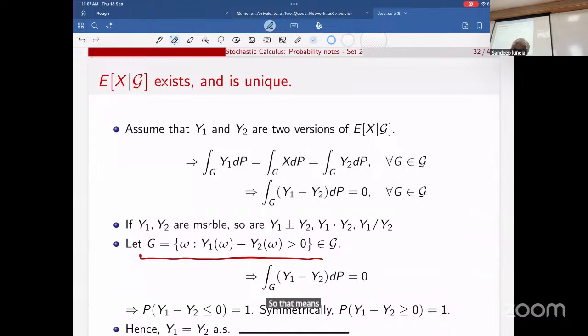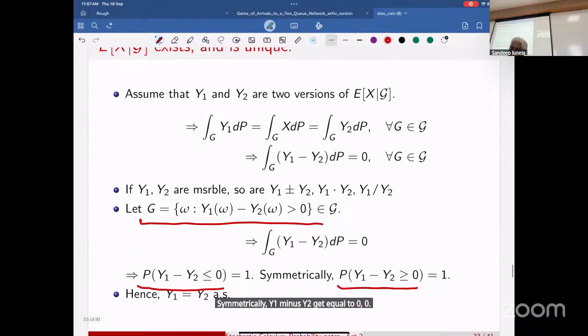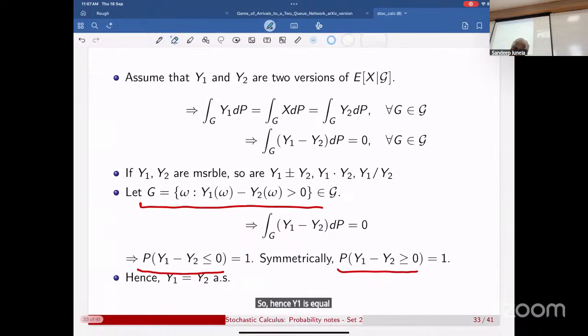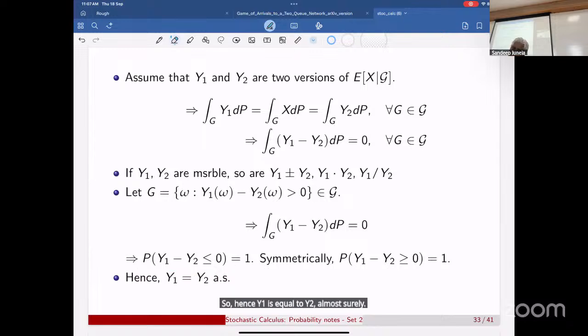So that means the set where y1 minus y2 is less than or equal to 0 has probability 1. And set G has probability 0. Set G complement is 1. Symmetrically, y1 minus y2 greater than or equal to 0 has probability 1. So hence y1 is equal to y2 almost surely. Wait, the probability that y1 minus y2 is 0 is 1. Yeah, because the probability of this G here is 0, and we've got a similar argument. You already know that the integration over G of S is 0.